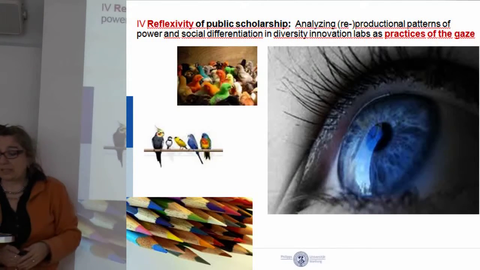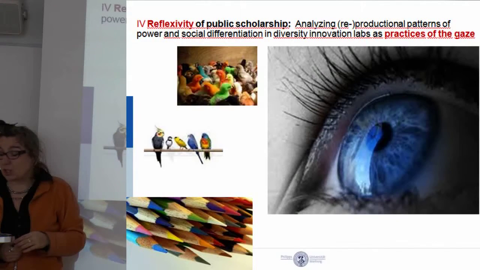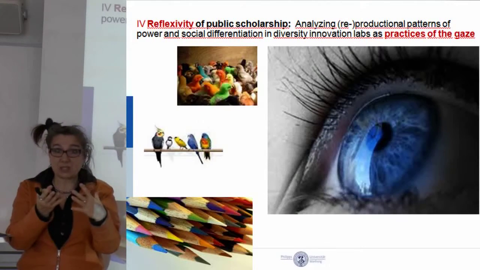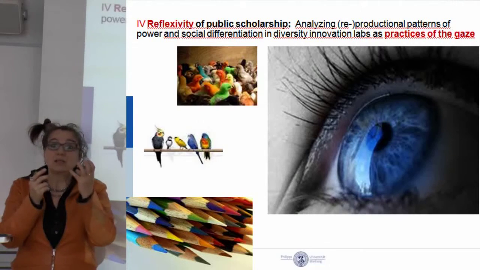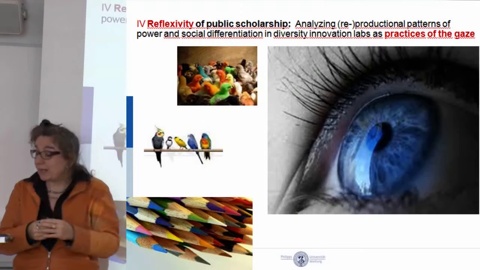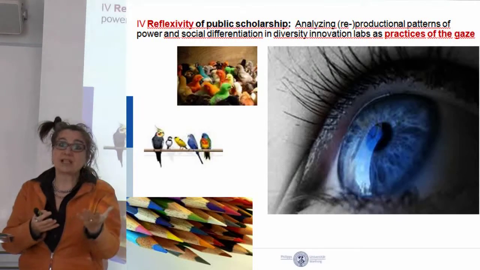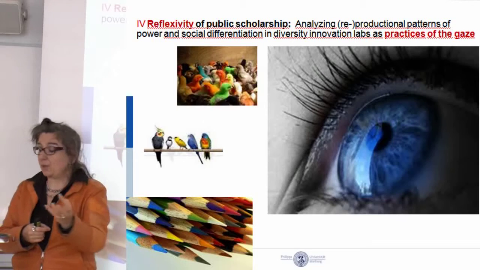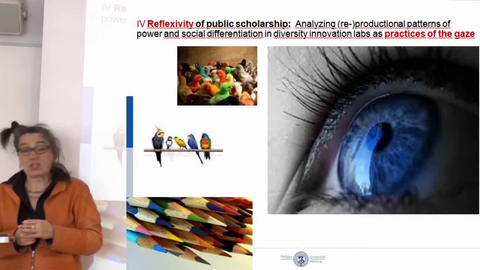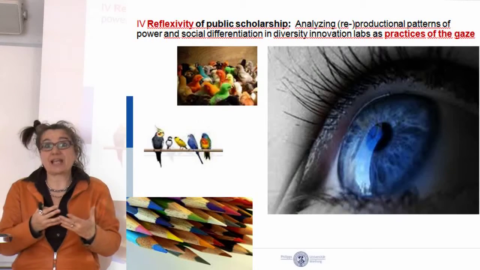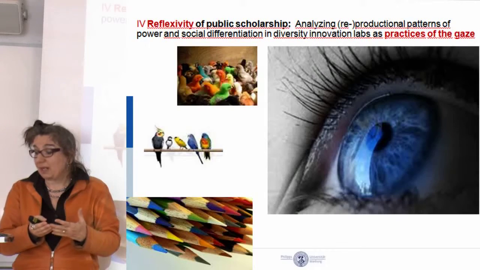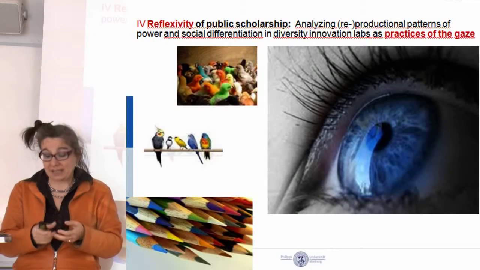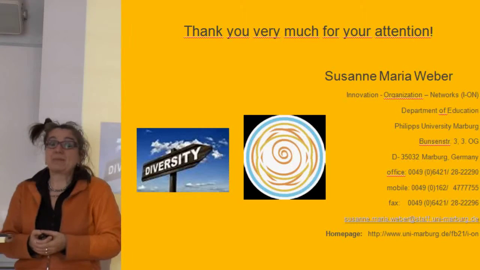So just ending now, we can see that reflexivity of public scholarship means to analyze the reproductional patterns and the transformational patterns we would find in those platform strategies, and to analyze them in a power-knowledge perspective and see the social differentiations, the goal setting processes and the transitional paths, the transformative knowledge creation paths in those knowledge creation worlds and in diversity innovation patterns, and really see the practices of the gaze which are taking place in those processes, and from this take a critical, analytical and autonomous stance and contribute by this to science.